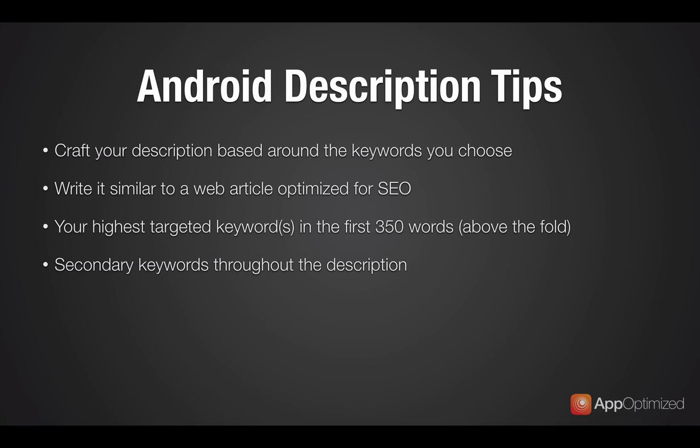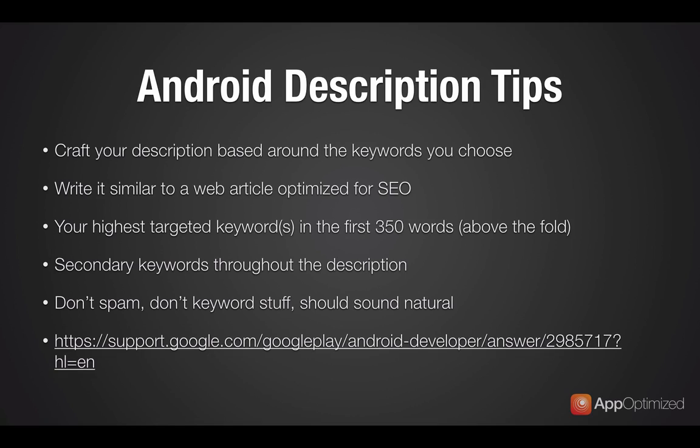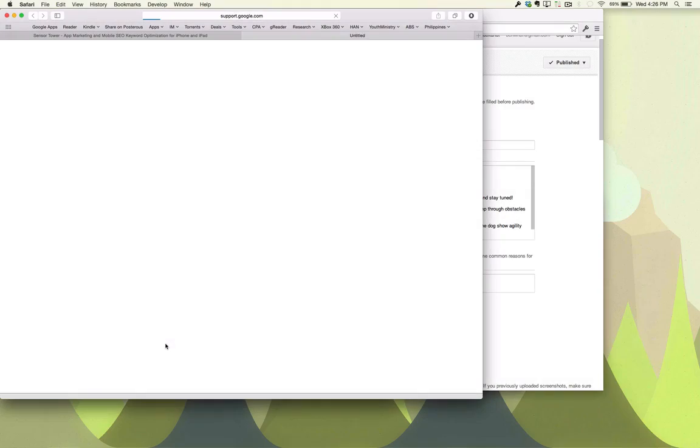The most important keywords you probably want to repeat once or twice, but you don't want to stuff them, in the sense that you don't want to repeat them multiple times to the point where it doesn't read well. So again, don't spam, don't keyword stuff. Your description should sound natural. And actually, Google Play has an article with some guidelines that you should follow. And the link is here. I'll just click on it really quickly for you to see.